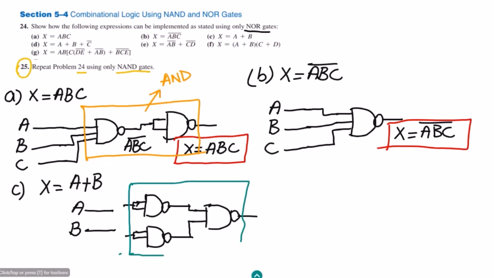This is the OR gate for the two inputs. Okay, so let me combine them here. So the inputs are applied here, and at the output of it, what would I get? I will get A plus B, and that is the answer of my question, of part E here.